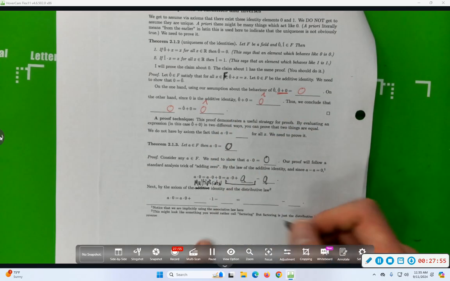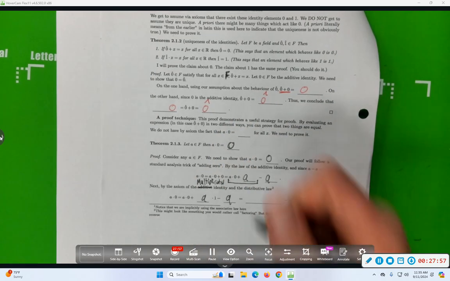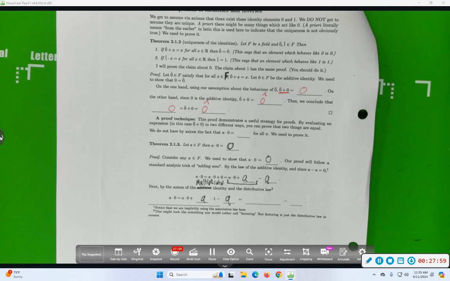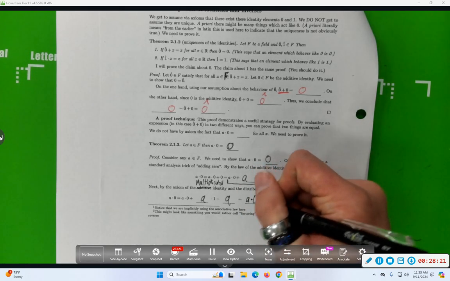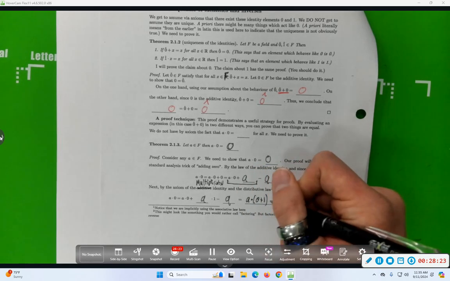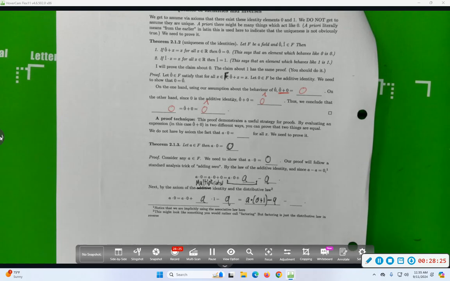I can replace that a by a times 1, minus a still sits around. The distributive law lets you factor. So looking at that a times 0 plus a times 1, how could you rewrite that, Aaron? A times 1 plus 0, or 0 plus 1. Cool. And then I still have this minus a floating around.